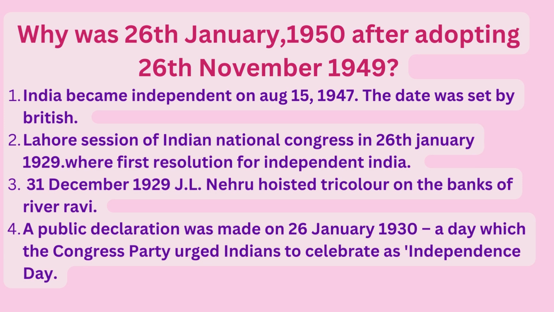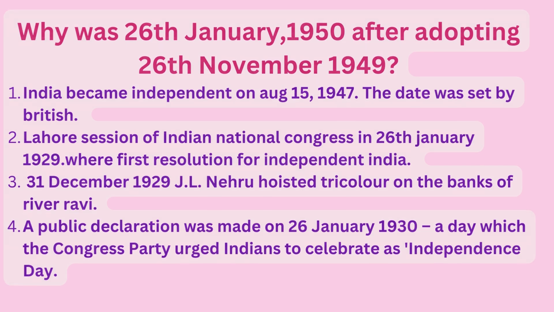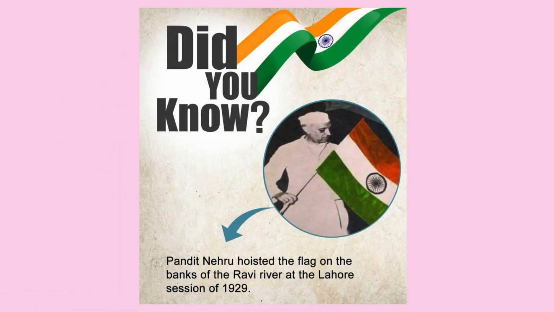Next, on December 31, 1929, Sri J. L. Nehru hoisted the tricolor on the banks of the River Ravi. A public declaration was made on January 26, 1930, a day which the Congress Party urged Indians to celebrate as Independence Day.